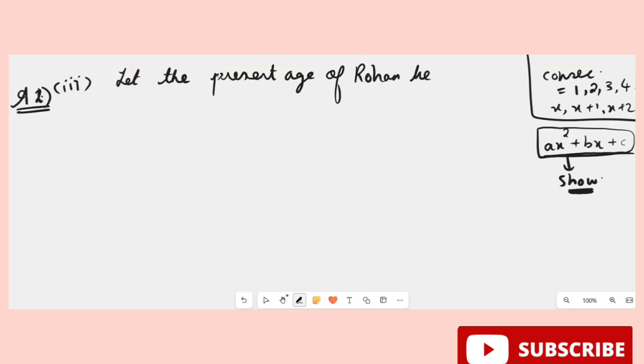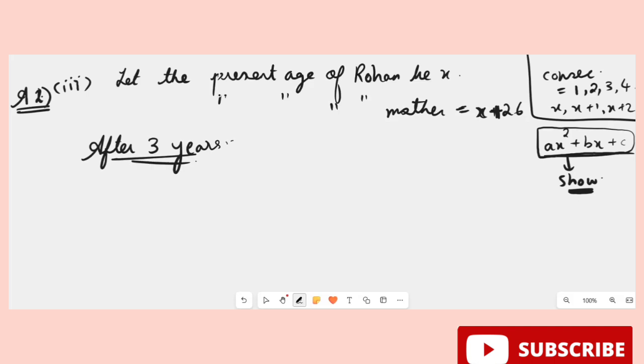And then they told about Rohan's mother's age, right? What did they say about Rohan's mother's age? Rohan's mother is 26 years older than him. So the present age of Rohan's mother is how much? 26 years older than him means we have to add 26 to x. Older than means plus. So what is Rohan's age? x. x plus 26 is Rohan's mother's age, 26 years older than Rohan. Now, the information given is also for after 3 years. So write the heading as after 3 years for an age problem.